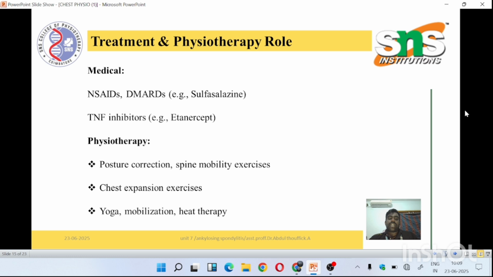When we come to physiotherapy, the goals are postural correction, spine mobility improvement through stretching and exercise, chest expansion exercises, and maintaining respiratory function. Yoga, mobilization, and heat therapy are used to reduce stiffness and pain, which helps patients improve their mobility and ADL activities too.